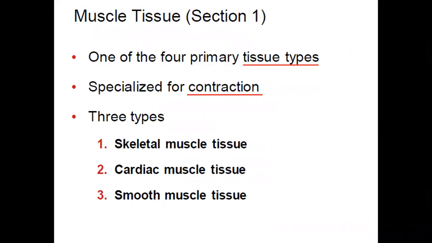Muscle tissue is one of the 4 primary types of tissues. We talked about skeletal, cardiac, and smooth muscle a little bit, specialized for contraction. So the 4 types of tissues, again, are muscle, connective, nervous, and epithelial tissue. We're going to talk about the muscular system here by talking about muscle tissue and the 3 different types.